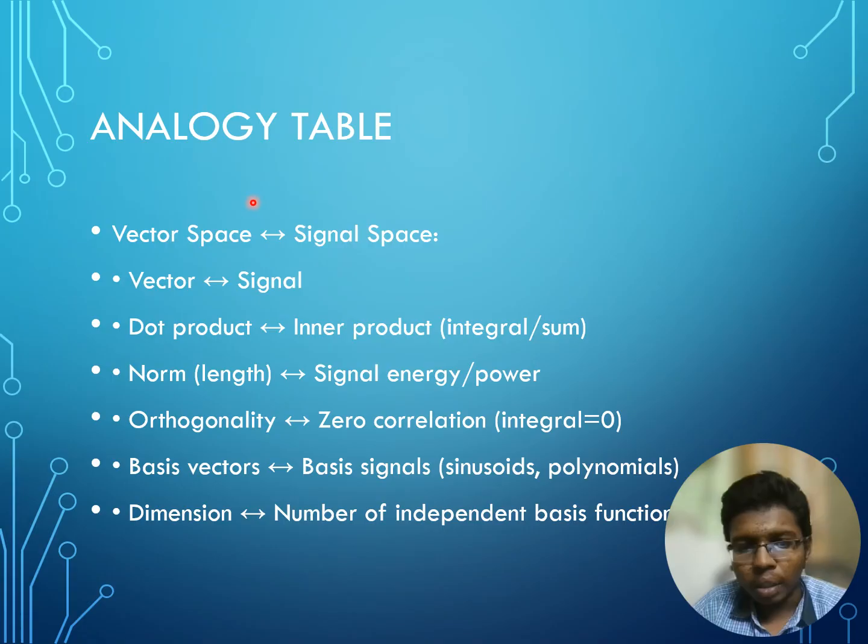And next, the analogy table. Vector space to signal space, vector to signal, dot product to inner product, norm or length to signal energy or power, orthogonal to zero correlation, basis vector to basis signal such as sinusoids and polynomials, and dimension to the number of independent basis functions.